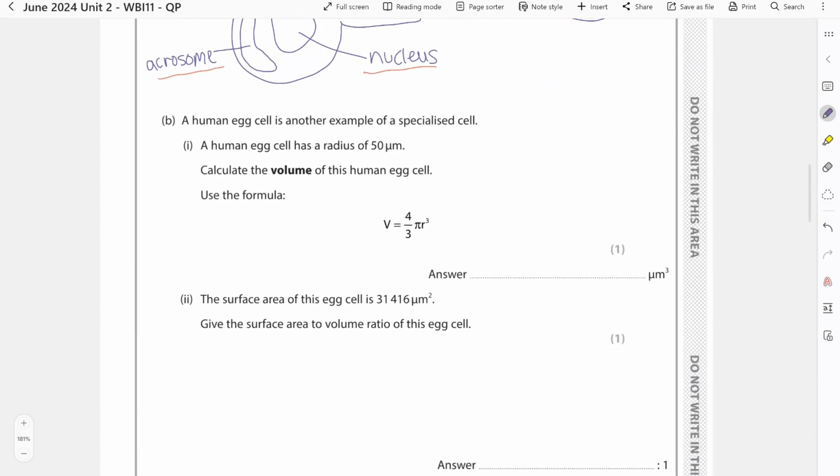All right, the next part B, a human egg cell is another example of a specialized cell. A human egg cell has a radius of 50 micrometers. Calculate the volume of this human egg cell. Use a formula. Okay, so we've got 4/3 times pi times 50 to the power of 3. So in the calculator, this is what comes out.